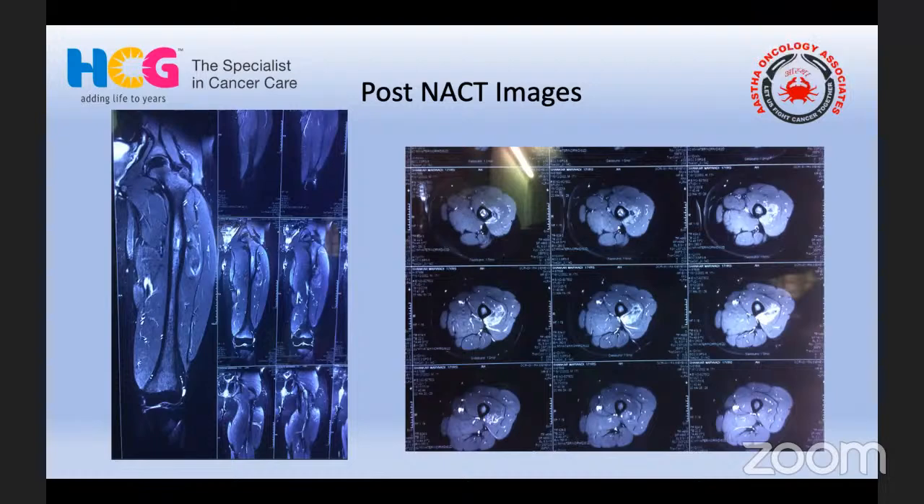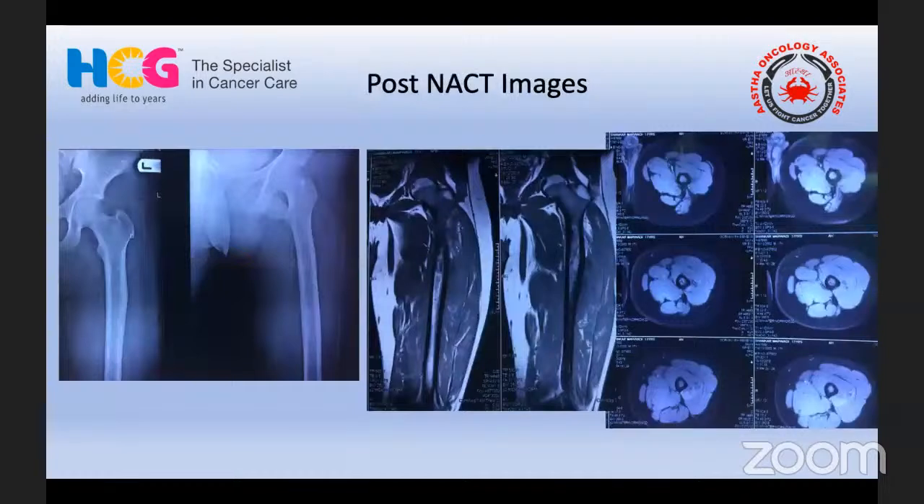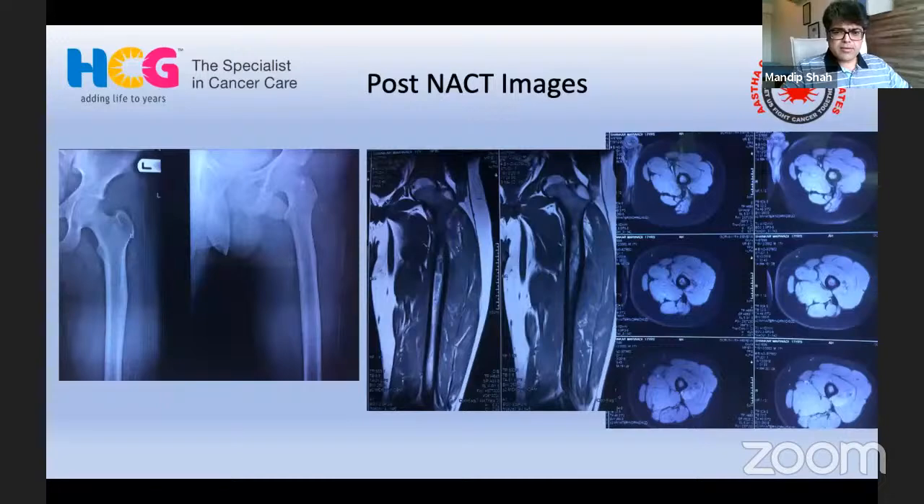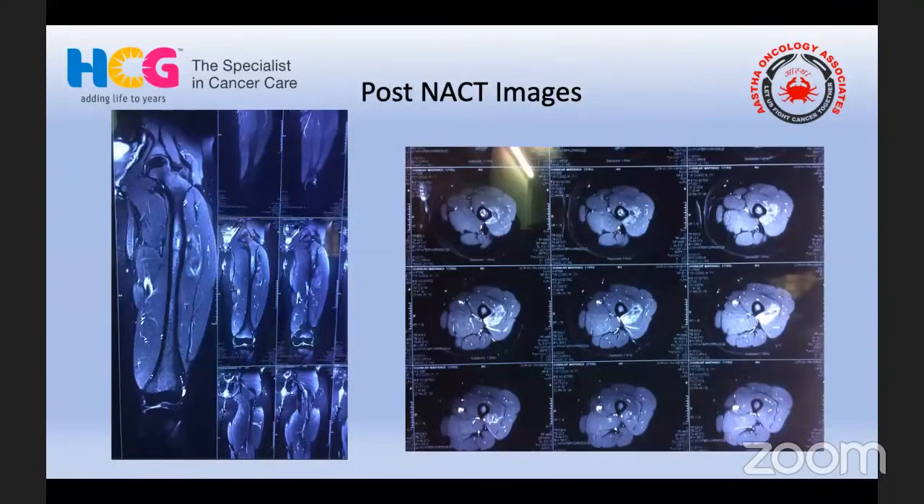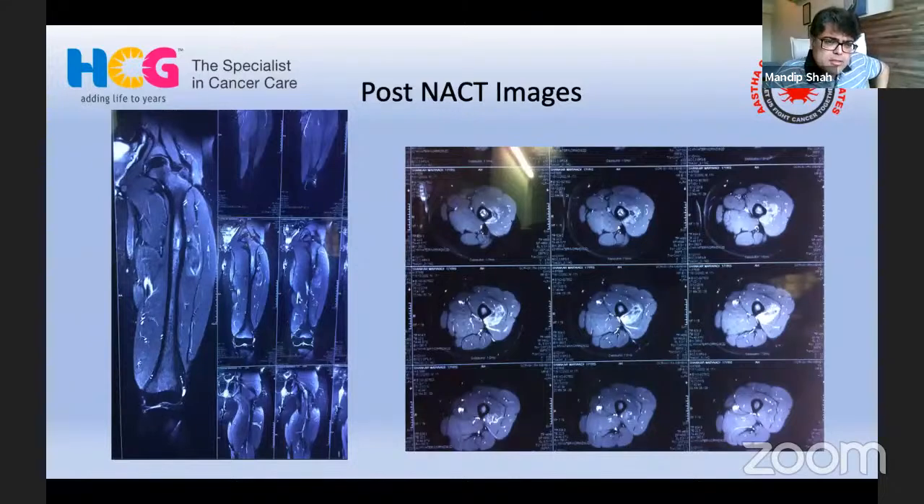Correct. With these images, I think the intercalary resection is feasible. Maybe a T1 or another T2 image can give us a little better picture if you have. We need to see the level where the osteotomy has to be done. I'm not very sure about the distal extent of the disease. Mayur, just mark it out for us.